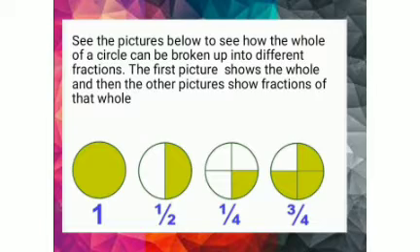Now coming to third one. Third picture is divided into 4 parts. Out of 4 parts, how many parts are shaded? Only one part is shaded in green. So, its fraction is 1 by 4. Then coming to last one. Last picture is also divided into 4 parts. Out of 4 parts, 3 parts are shaded. So, its fraction is 3 by 4.